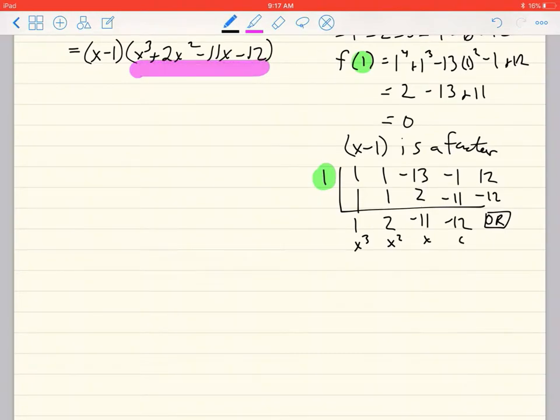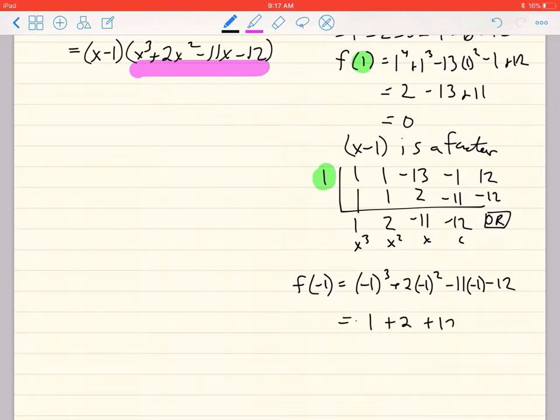So we've already used f at 1, which means that's probably not going to factor again. So what we can do, though, is look at, let's say, f at negative 1. Let's try that one, because that might go out. So negative 1 cubed plus 2 times negative 1 squared minus 11 times negative 1 minus 12. We end up getting negative 1 plus 2 plus 11 minus 12. 1 plus 11 is 12, minus 12. Oh, look at that. That works too. So since f at negative 1 equals 0, x plus 1 is a factor. Now remember, it's really x minus negative 1, which becomes x plus 1.